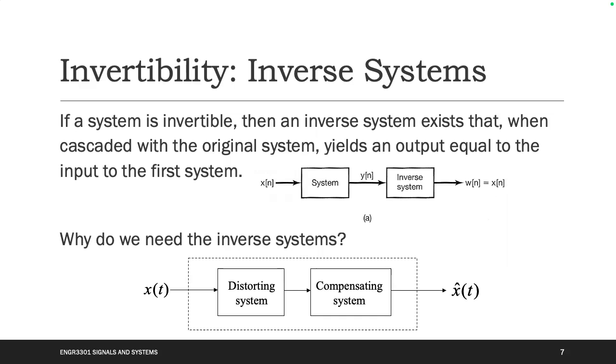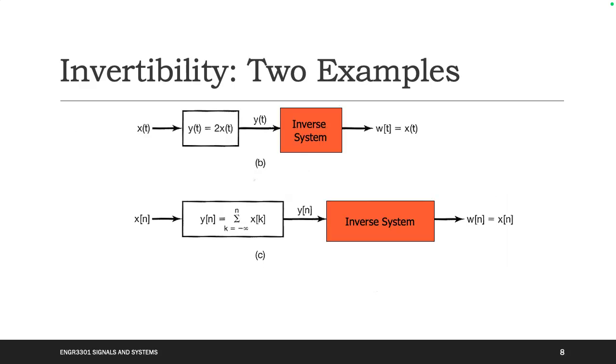Okay, then let's talk about this one. This is the system: we go through this system and we get y(t). This is the input, this is the output, and this is the inverse system. After the inverse system, we get x(t). Then try to tell me, for the first inverse system, what is this inverse system exactly?